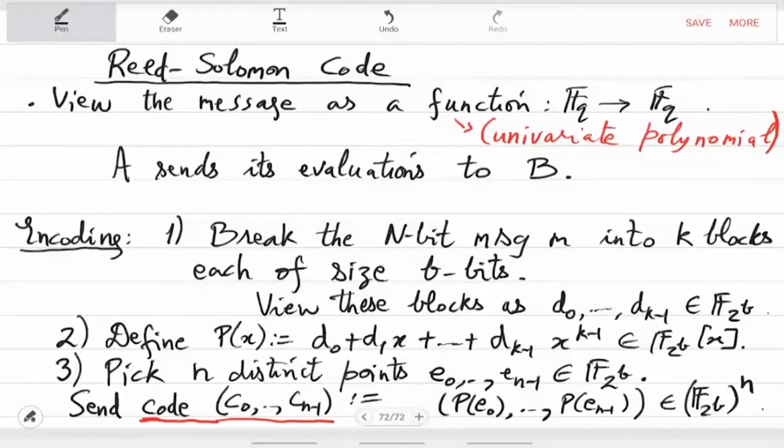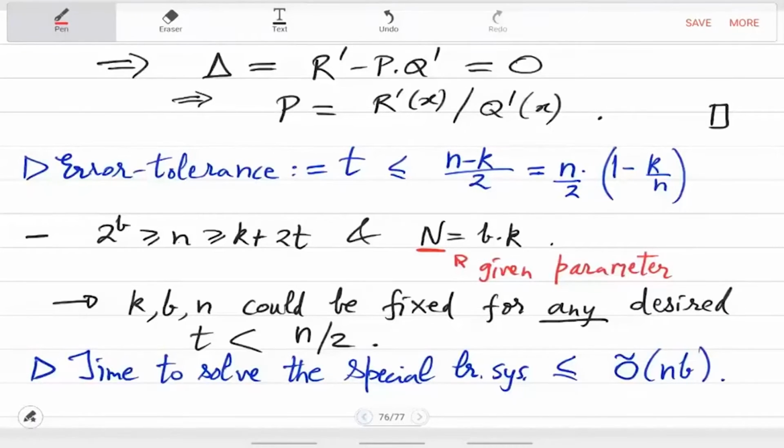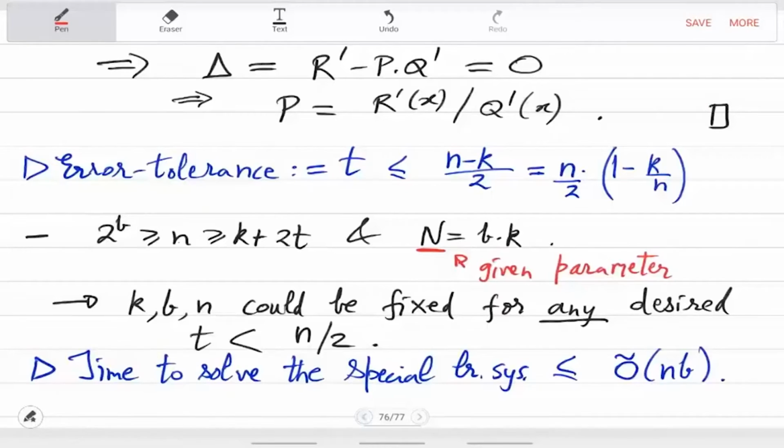So you can set the parameters. From the decoding algorithm, we got error tolerance nearly n by 2. Small n is the number of values sent, and if the error is less than n by 2, less than half of them get corrupted, still it will work. Which is a very surprising fact, because n by 2 is the theoretical limit. And your algorithm is actually able to correct nearly up to the theoretical limit. And today we will actually even cross this theoretical limit, and we will be able to correct errors beyond n by 2, which sounds impossible, but it's doable.